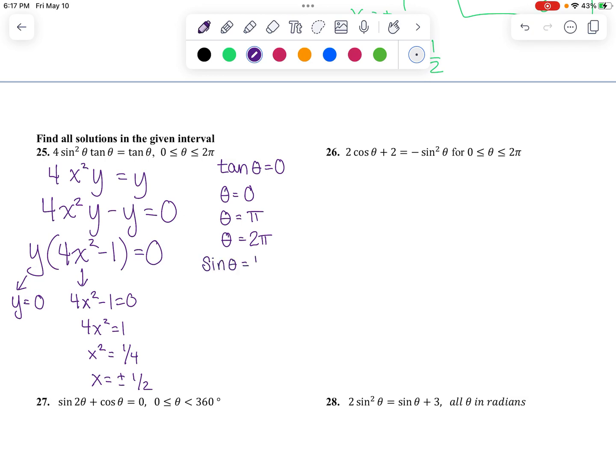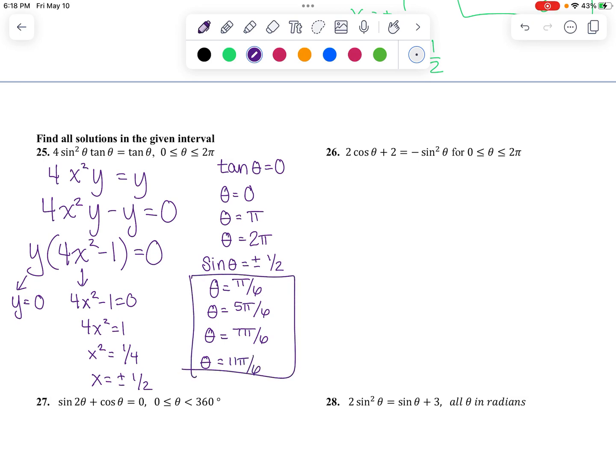This time, sine is what's equal to a positive and negative 1/2. And sine is positive or negative 1/2 at pi over 6, and 5 pi over 6 for the positives, 7 pi over 6, and 11 pi over 6 for the negatives. All of those will work in the problem.